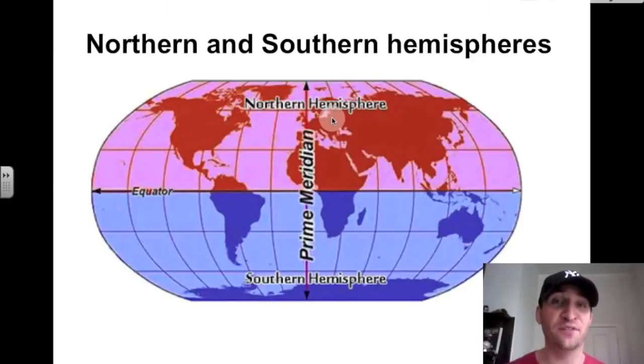Northern and southern hemispheres are divided by the equator. Anything north of the equator is in the northern hemisphere. You see, most of the world's land masses are in the northern hemisphere, and south of the equator is the southern hemisphere in blue.